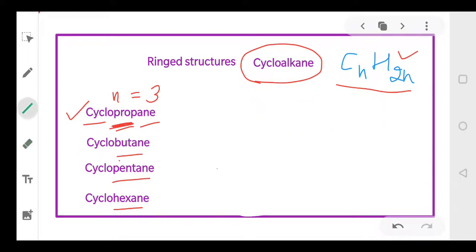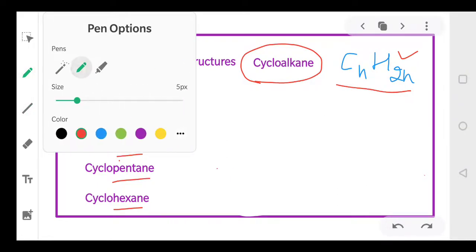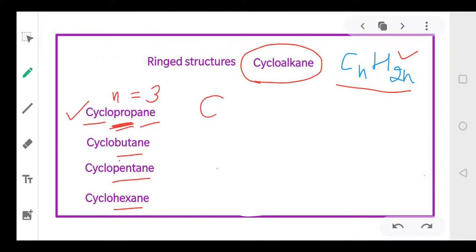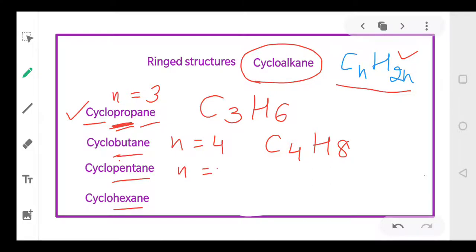Let's put 3 in the formula. So the formula will be C3H6. This is the formula of cyclopropane. But means 4 carbon, so n is equal to 4. So the formula is C4H8.